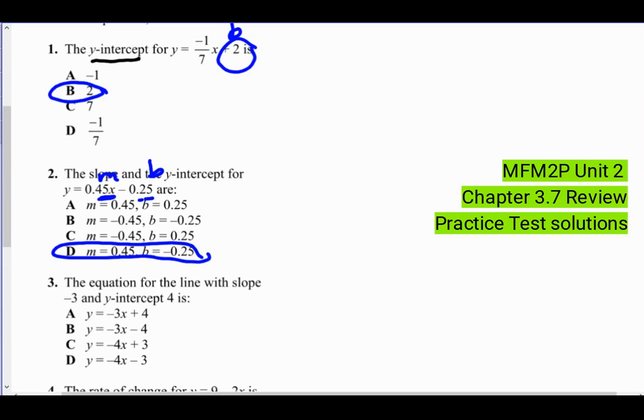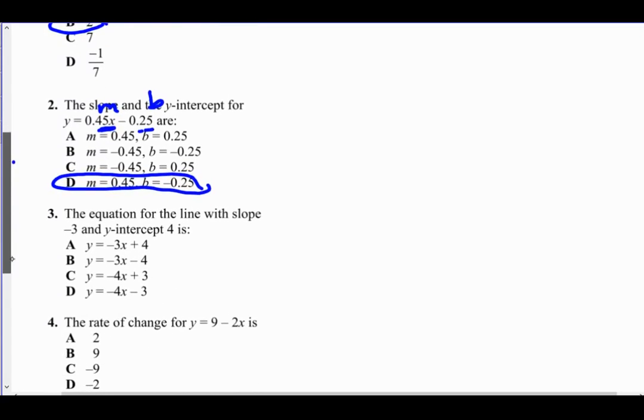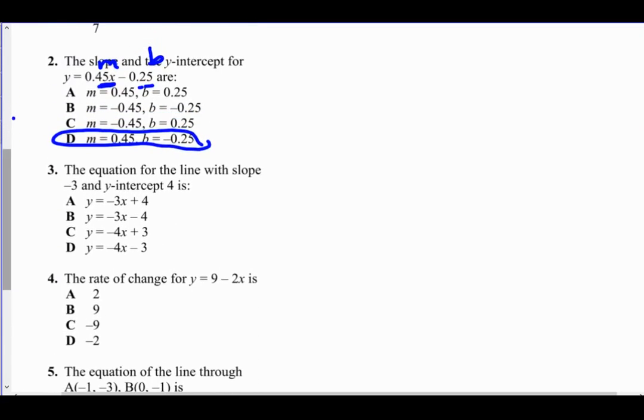All right. The equation for the line with a slope -3 and a y-intercept of 4. So again, you get really good at picking out this information after a while. And so we have the -3 here and a +4, so that must be our answer. Okay.